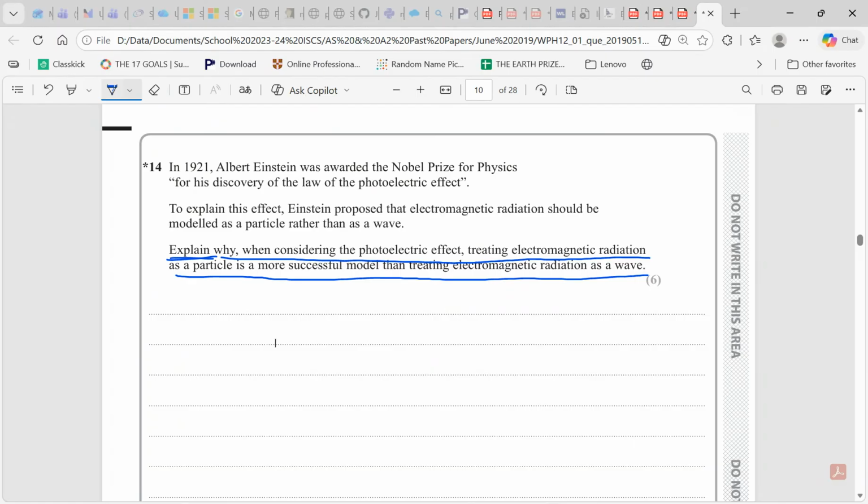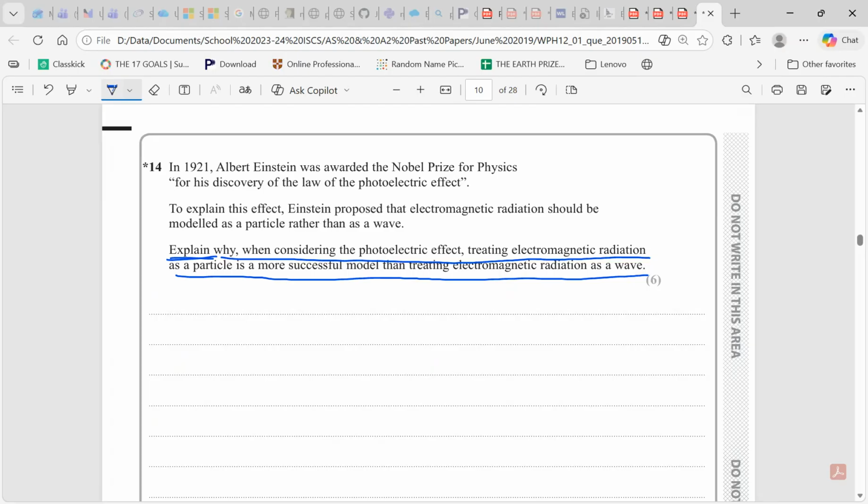Number 3. The emission of electrons from the surface of the metal started instantaneously, as soon as radiations were incident upon the metal surface, as long as the frequency was higher than the threshold frequency. According to the wave model, emission of electrons should only happen once enough energy has been incident upon the metal surface, which should obviously take some time for the electrons to absorb enough energy.